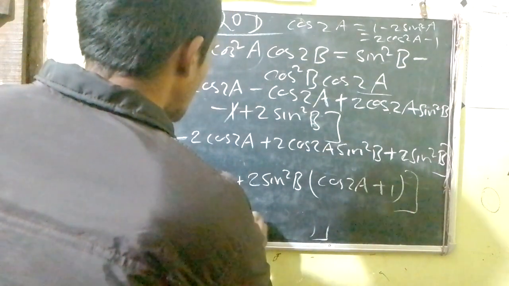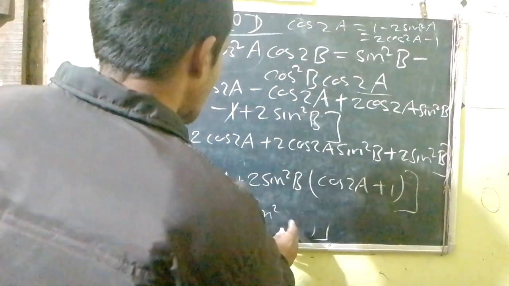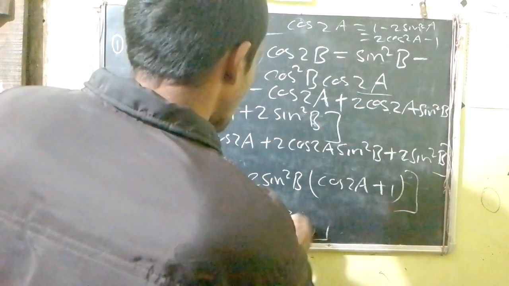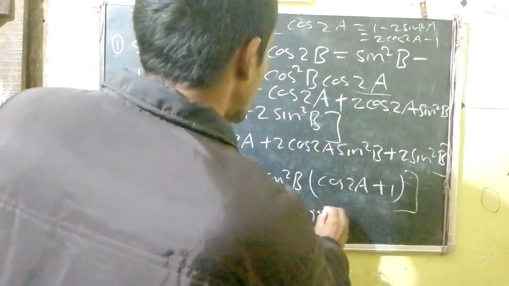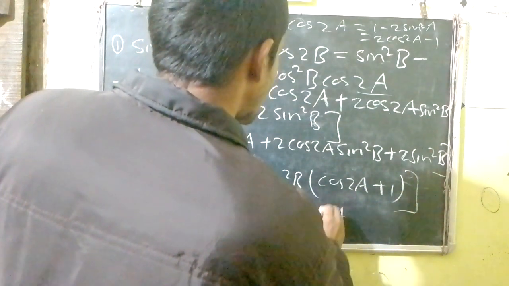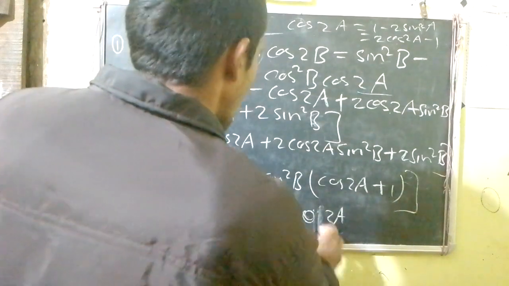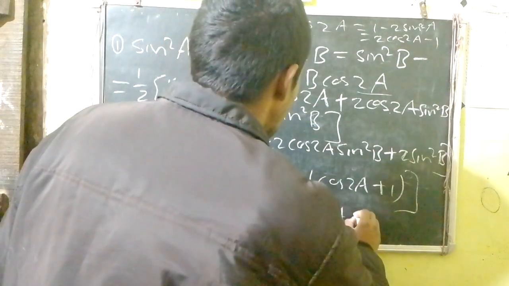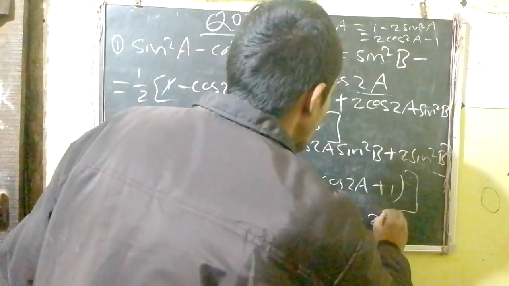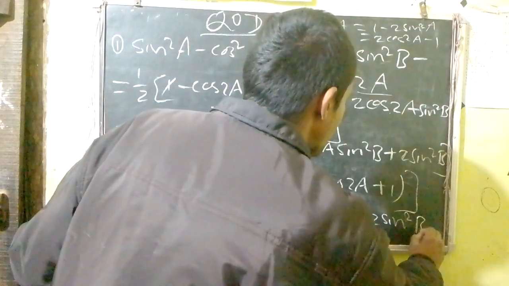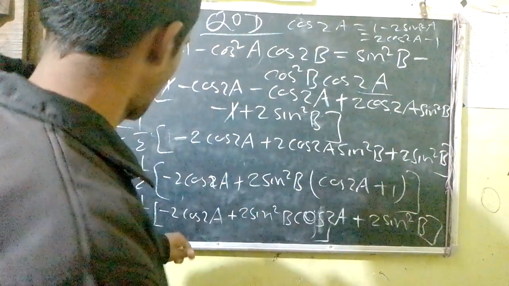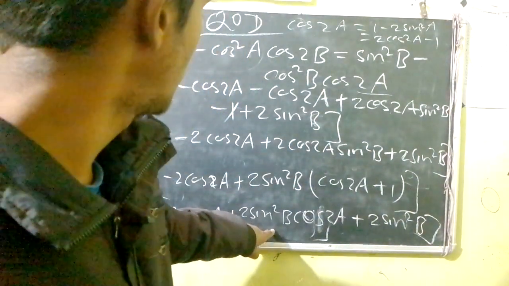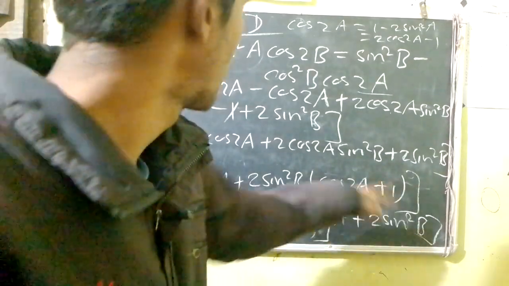So we get 2 sine square b cosine 2a. Okay, it's cosine 2a plus 2 sine square b. This is what we get. Plus 2 cosine 2a plus 2 sine square b cosine 2a plus 2 sine square b.